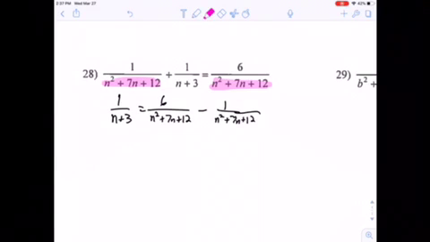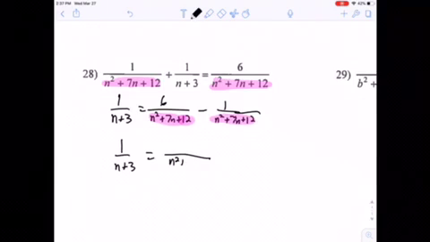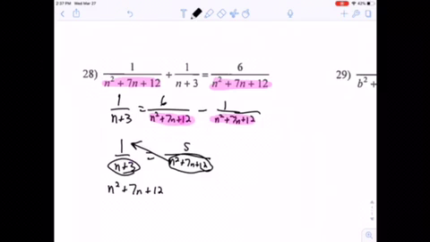So now we got these on the same side. So right here, the left side is going to stay the same, 1 over n plus 3, but the right side is going to be n squared plus 7n plus 12 in the denominator, and then 6 minus 1 would be 5 on top. Now we can do our cross multiplication. Take that expression times 1 would get us n squared plus 7n plus 12. Take this times 5, and that would equal 5n plus 15.